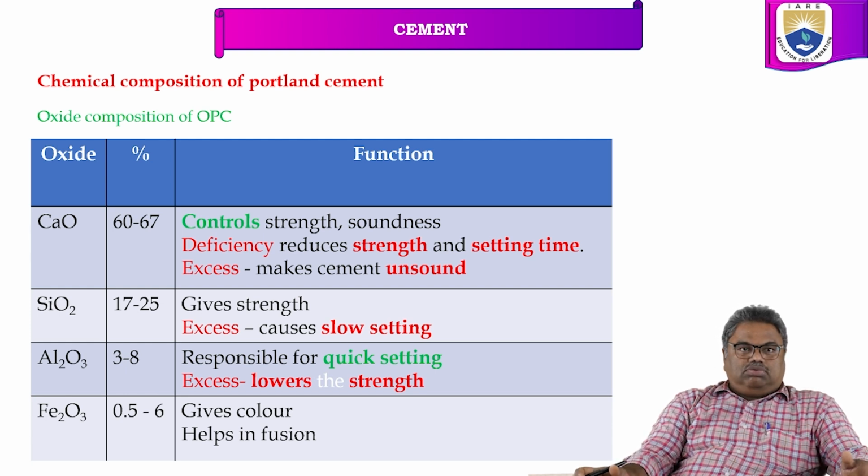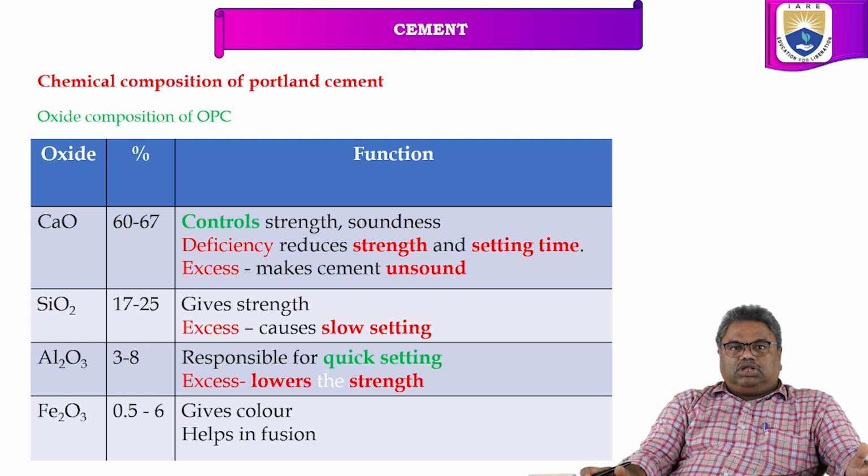Let's come to SiO2, silicon dioxide. It should be around 17 to 25%. It also gives strength. If the cement has an excess of SiO2, it causes slow setting, so the cement will set very slowly.